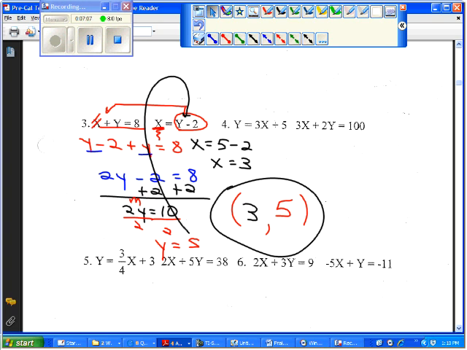And if we graphed them both on the same grid, that's where they would intersect, right? That would be that point common to both figures. Any questions on number 3?